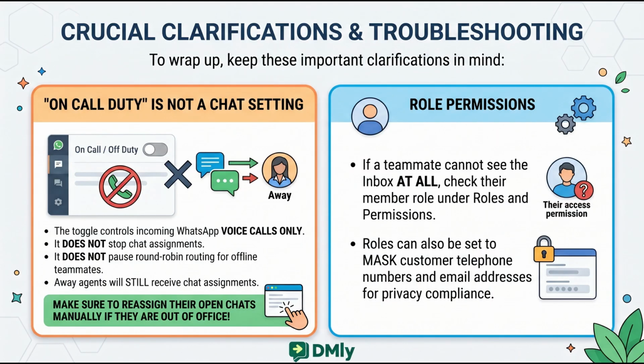To wrap up, keep these important clarifications in mind. On-call duty is not a chat setting. The on-call/off-duty toggle in your sidebar controls incoming WhatsApp voice calls only. It does not stop chat assignments or pause round-robin routing for offline teammates. Away agents will still receive chat assignments, so make sure to reassign their open chats manually if they are out of office. Role permissions. If a teammate cannot see the inbox at all, check their member role under Roles and Permissions. Roles can also be set to mask customer telephone numbers and email addresses for privacy compliance.